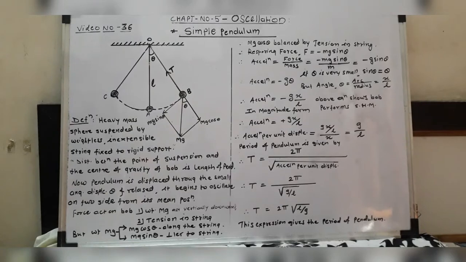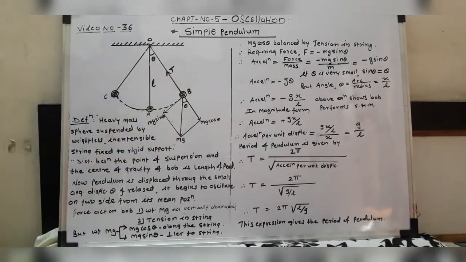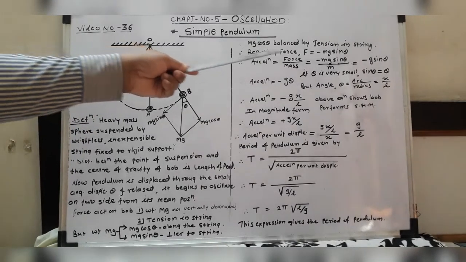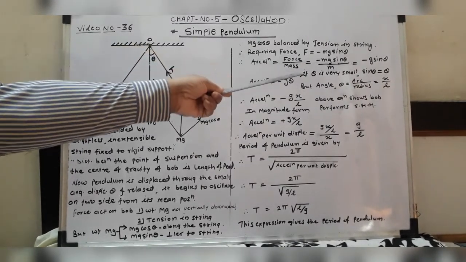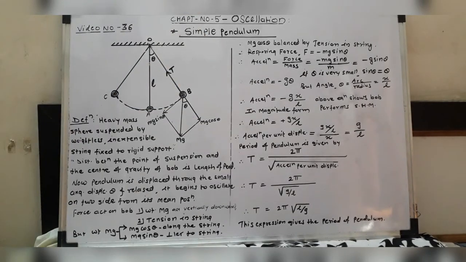You also know that F is equal to ma, from this a is equal to F by m. You can also write acceleration is nothing but the force upon mass. Then we know that the value of the force, that is the restoring force, F is equal to minus mg sin theta upon m. The m's get cancelled and the remaining term is only minus g sin theta.